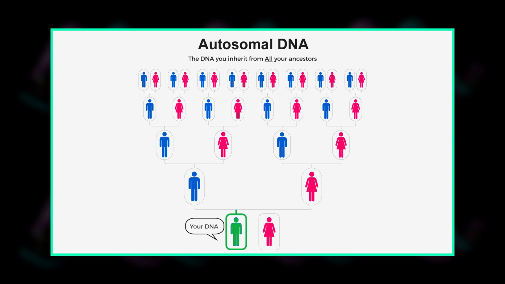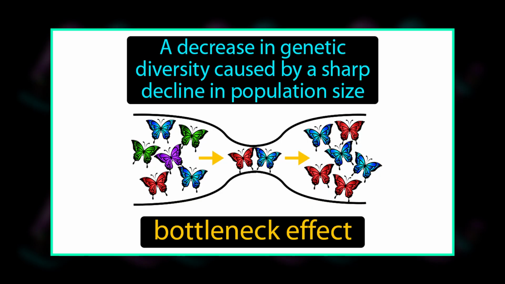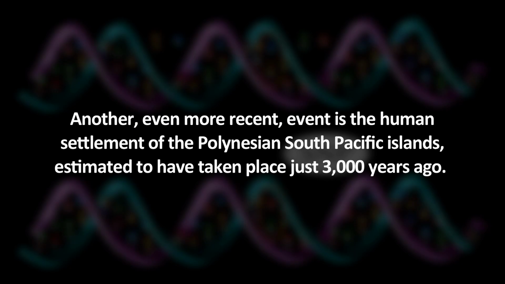Analysis of Y chromosome, mitochondrial DNA, and autosomal DNA supports the relatively recent derivation of Native American populations from populations that lived in Northeast Asia. These data also indicate that there may have been substantial bottlenecks as the founding populations entered the Americas some 200,000 years ago. Another even more recent event is the human settlement of the Polynesian South Pacific islands, estimated to have taken place just 3,000 years ago.